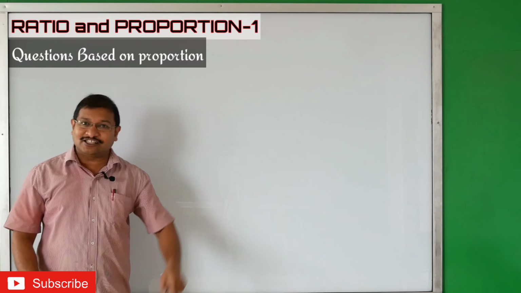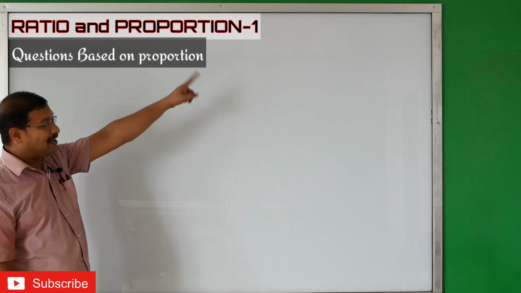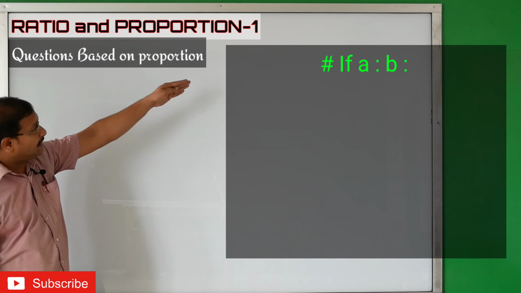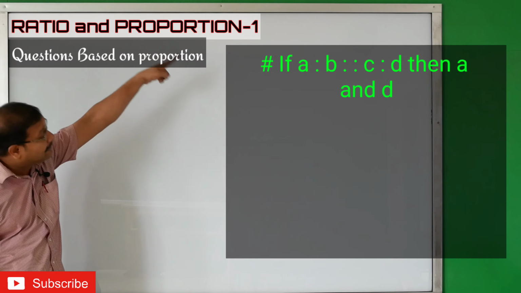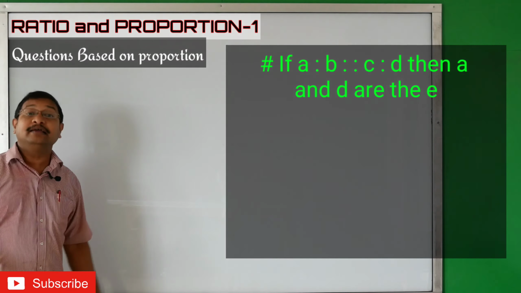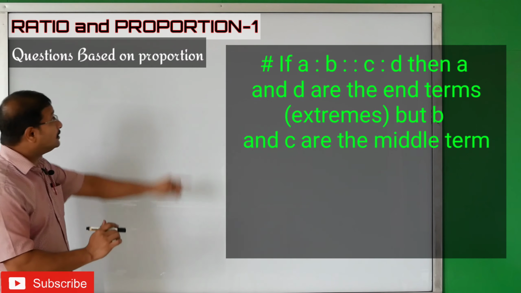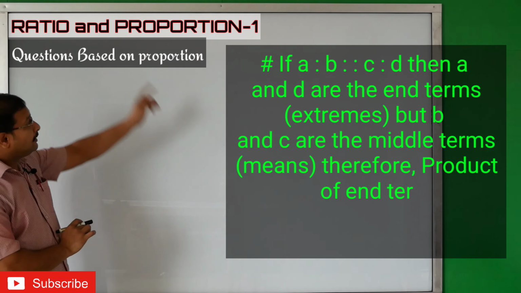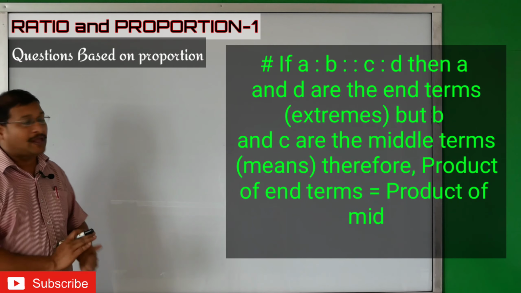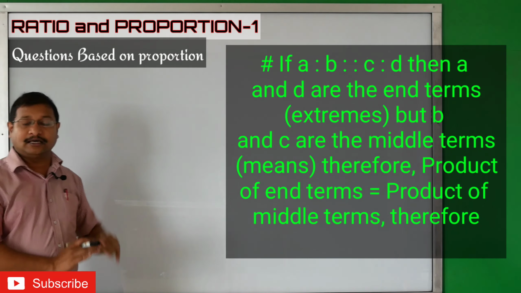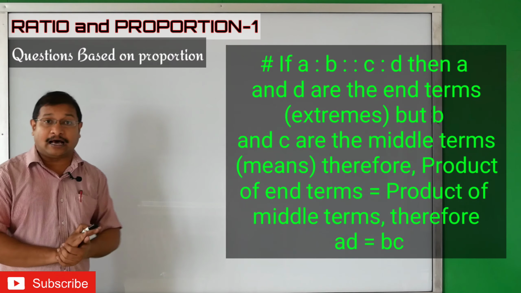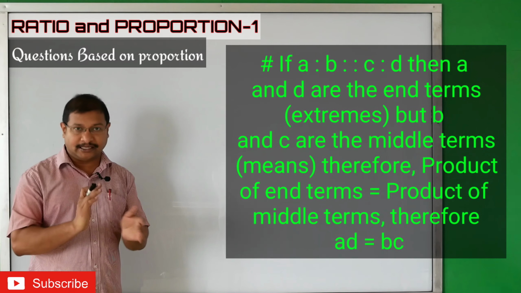Questions based on proportions. Ready? So I'll read the first part. If A is to B equals C is to D, then A and D are the end terms, that means you can say extremes. The middle terms, B and C, are the means. See, A is to B equals C is to D, that means A and D are the end terms, the extremes, and the middle terms B and C are the means.